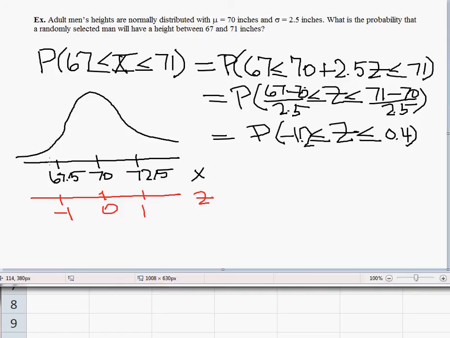So that 67 is about here, and that corresponds to a value in standard units, which we found to be negative 1.2. And 71 would be about here, and that corresponds to a certain number in standard units, which is about 0.4. And so the essence of the question is to figure out the area under the curve between these two lines.